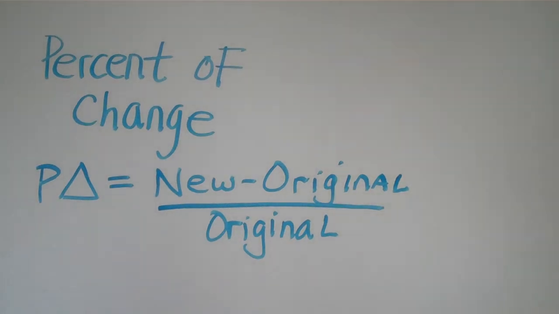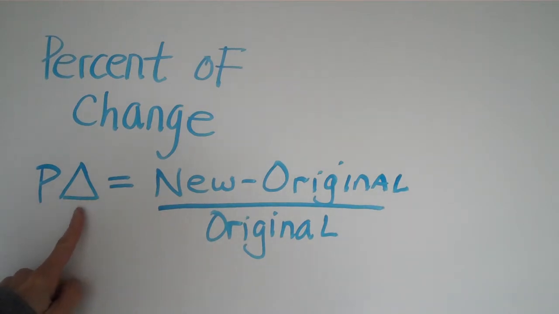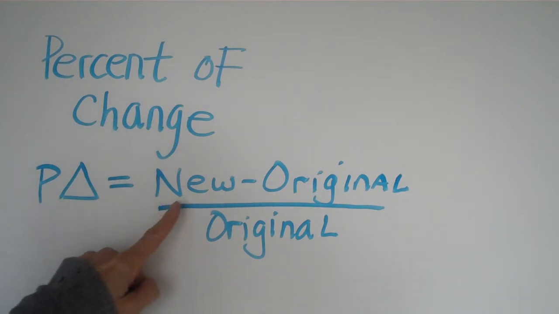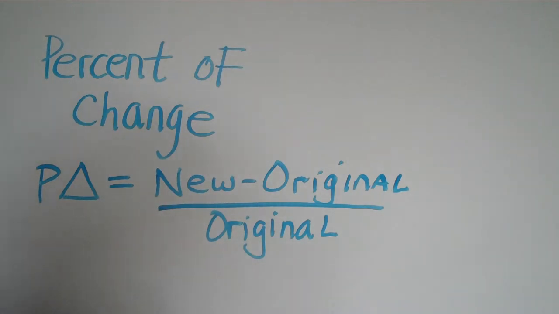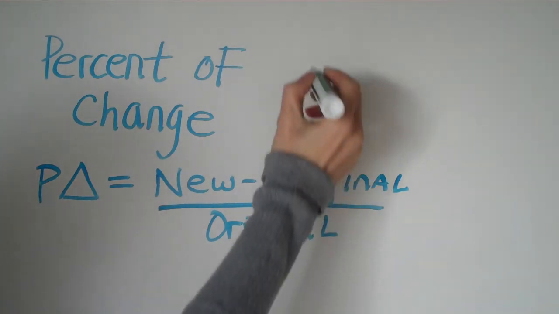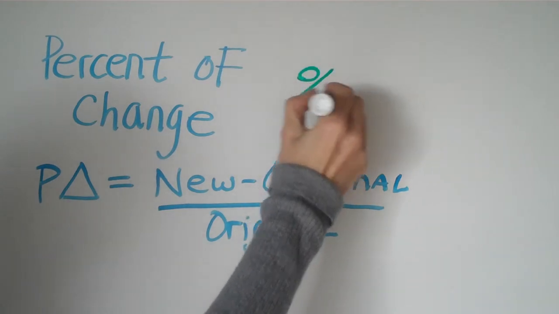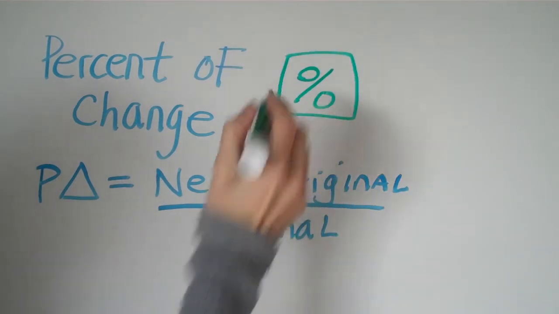Okay, in this video we're going to talk about percent of change. The thing to keep in mind is percent of change, there is a formula for it. This little triangle represents change, so percent of change is equal to new minus original over original. And the final answer that you will ultimately get will be a percent, okay? So just keep that in mind.